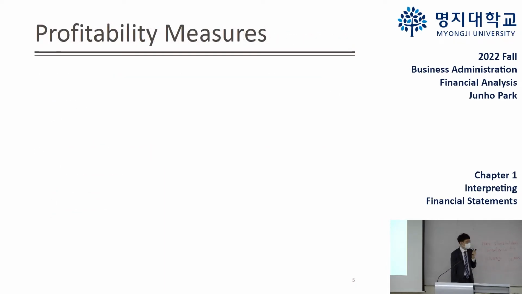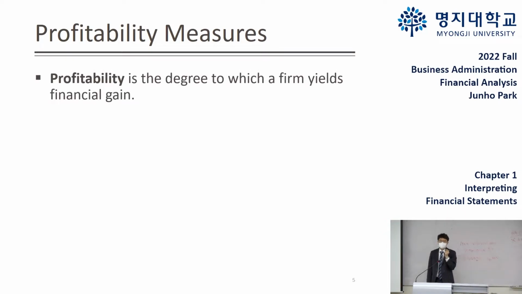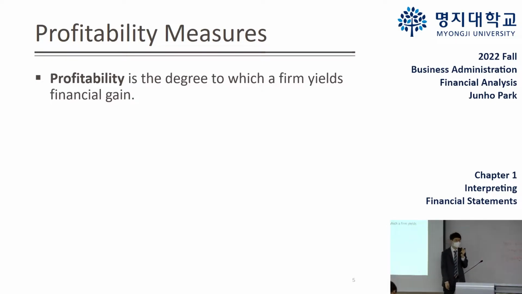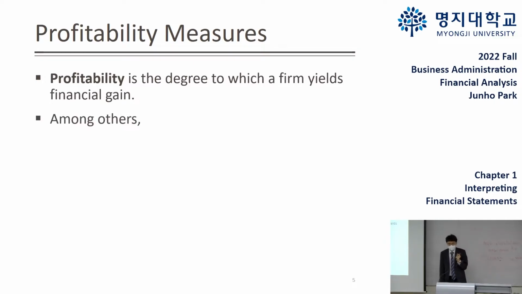First, we have profitability measures. By profitability, what I mean is the degree to which a firm yields financial gain. So whether a firm has a positive net income or a negative income. And there are a lot of measures to summarize profitability, but I'd like to emphasize profit margin among others.